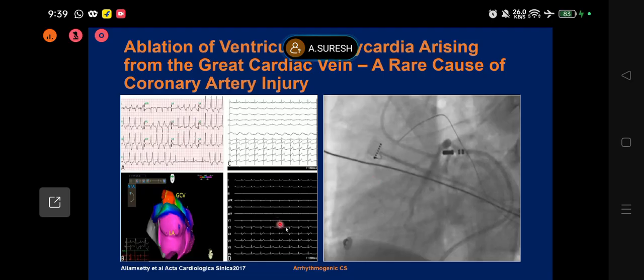He was doing well. So these are the things we have to keep in mind when we do ablation in the great cardiac vein and the coronary sinus tributaries. Injury to the coronary arteries is a possibility. Whenever this occurs, the flow rate can be adjusted from the routine 17 ml per minute to 25 ml per minute. That will decrease the injury to the coronary artery.